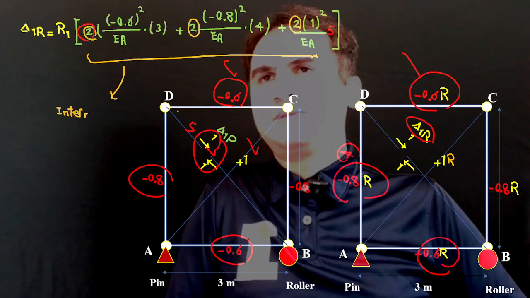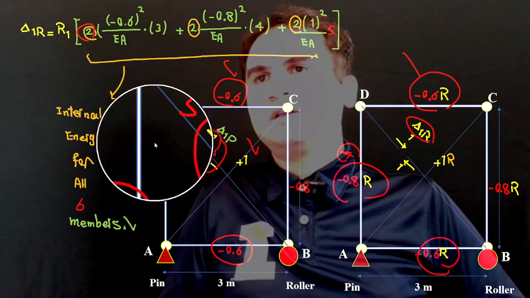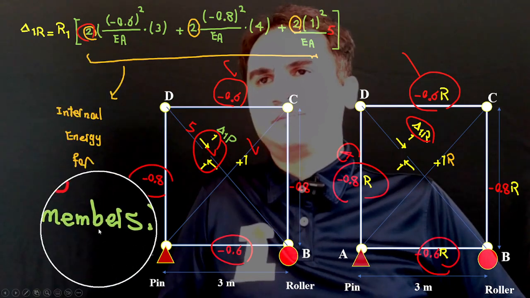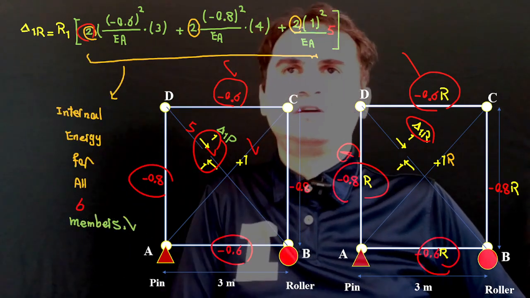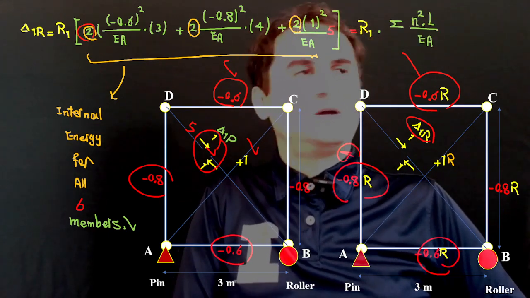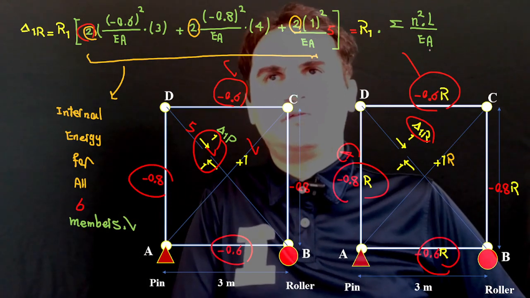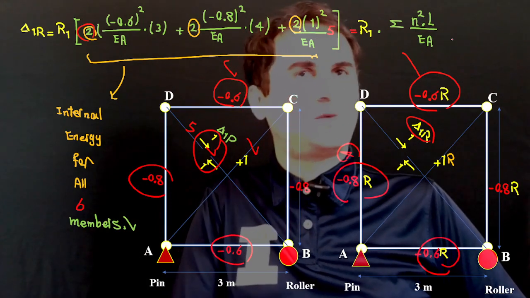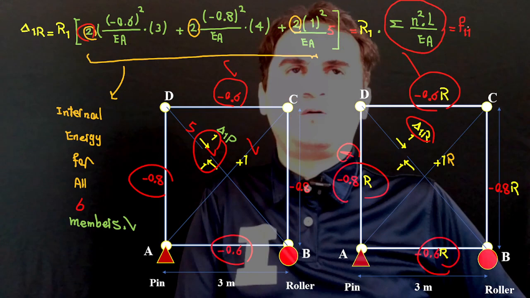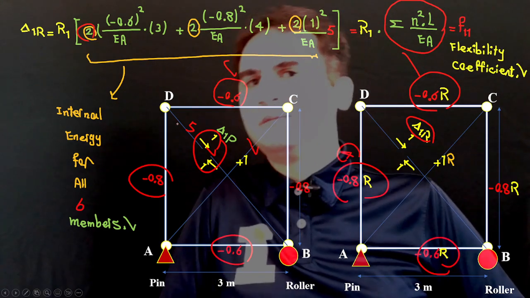And if you do the math, this part gives you the internal energy for all 6 members. It gives you R1 out of the summation, or integration, of n squared L over EA in terms of the parameter. We call that a flexibility coefficient and denote it by F11.